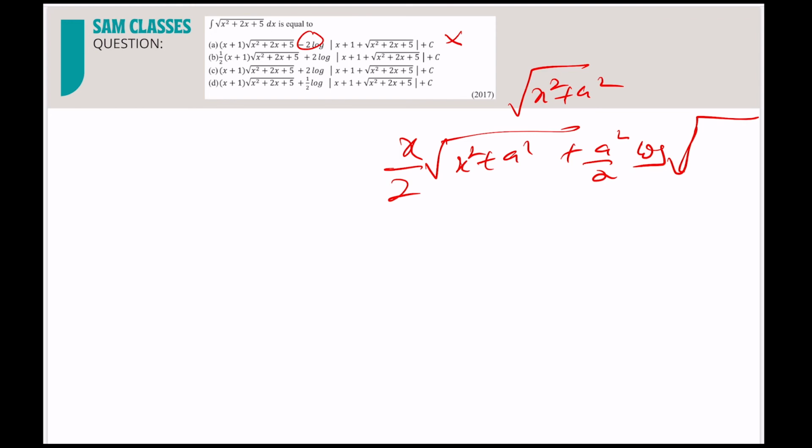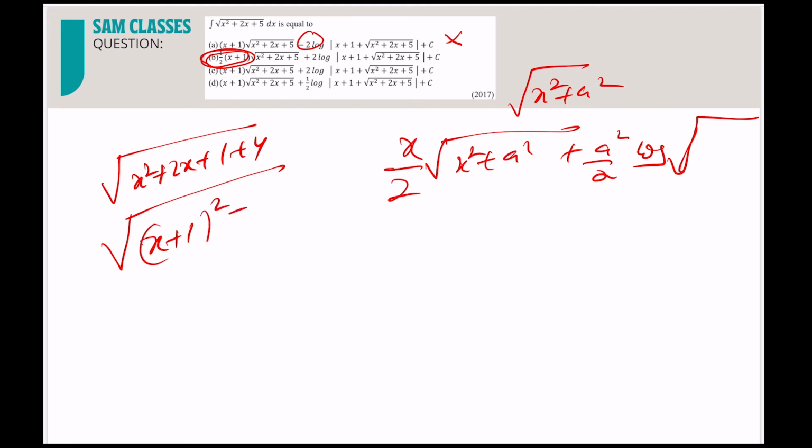Now understand, it has to be a half here. Why should the half be there? Because I have x by 2. If I solve it, this is basically x square plus 2x plus 1 plus 4, correct? So this is basically x plus 1 whole square plus 2 square. So I'll get x plus 1 by 2. So there you'll get the answer directly. You don't need to solve it.